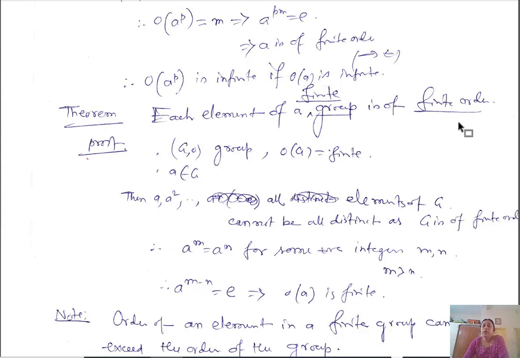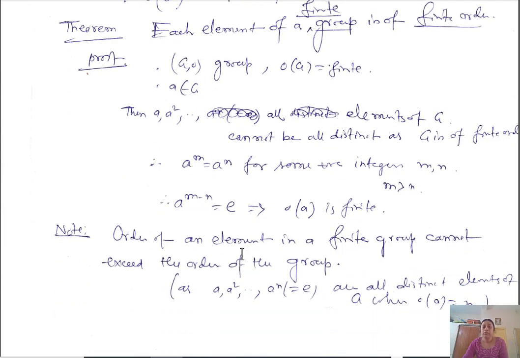So I have two things: a group of finite order, and every element having finite order. Not only that, you can argue that in a finite group, the order of any element cannot exceed the group order. If the group order is n, every element has order less than or equal to n. Any group element, its order cannot exceed the order of the group.